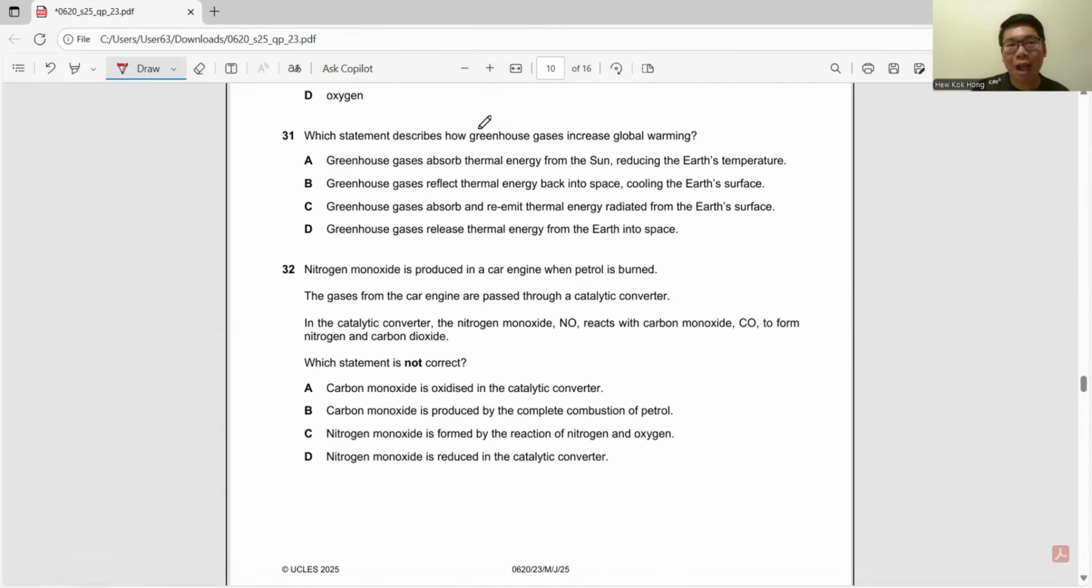31. Which statement describes how greenhouse gases increase global warming? We know the greenhouse gases will always absorb the thermal energy and re-emit it to the Earth's surface. That's why if any heat from the Earth's surface wants to release to space, it is actually trapped by these greenhouse gases. It's just like a blanket, and it will cause a warming effect. So the answer is C.